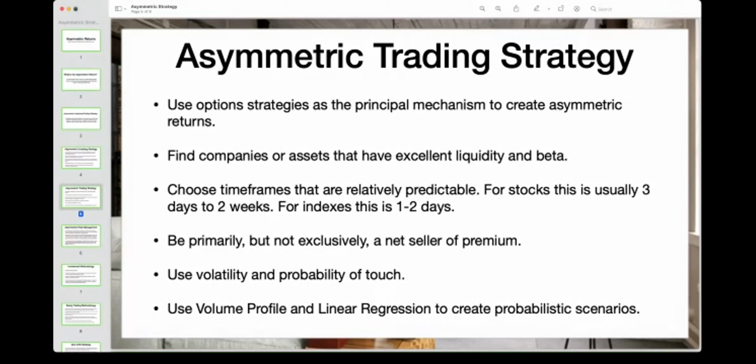But in any event, we try to find companies or assets that have excellent liquidity and beta, being the amount of volatility it has relative to the market that it's in. So in most of these, they're in the S&P. And so we want to have a beta of 1, which would equal the same volatility as the S&P has. Something over 1 would mean that it fluctuates even more than the S&P. And that's what we want. We want that fluctuating pricing. We want that volatility, because the volatility is a key component to allow this strategy to work.